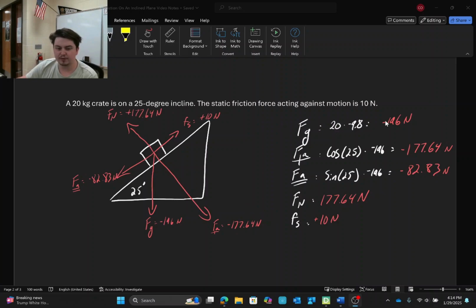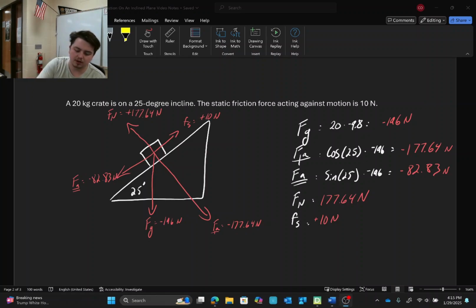We have a gravitational force of negative 196 newtons, which means that our perpendicular force is going to be negative 177.64 newtons. Our parallel force is going to be negative 82.83 newtons, and our normal force is going to be equal and opposite to our perpendicular force, so it's going to be positive 177.64 newtons. And our frictional force that is static is only 10 newtons, which tells us that this is going to overall slide down.